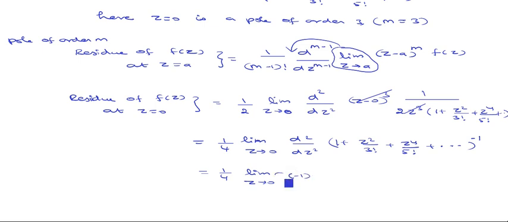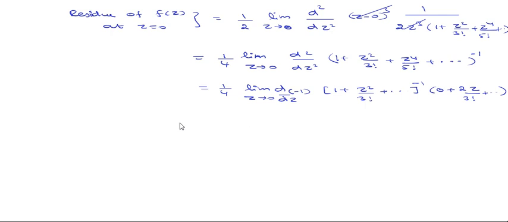So when you differentiate once, you get d by dz of minus 1 times 1 plus z square by 3 factorial plus etc. power minus 1. So we differentiate inside the bracket. So 0 plus 2z by 3 factorial plus etc. So now we have to differentiate once again. So 1 by 4, limit z tends to 0. So we differentiate this once again.